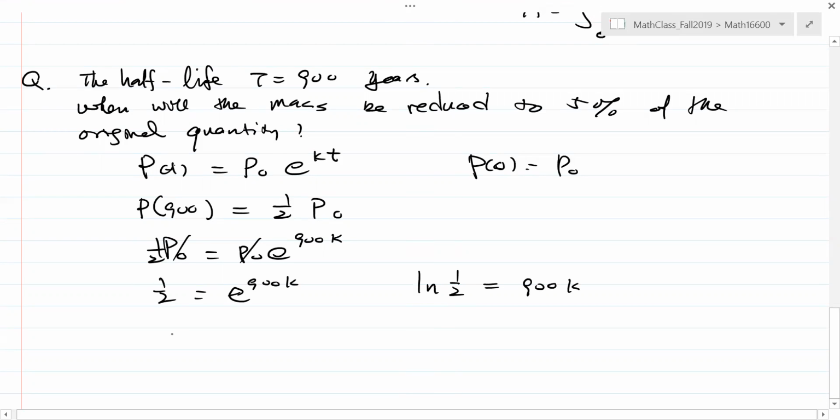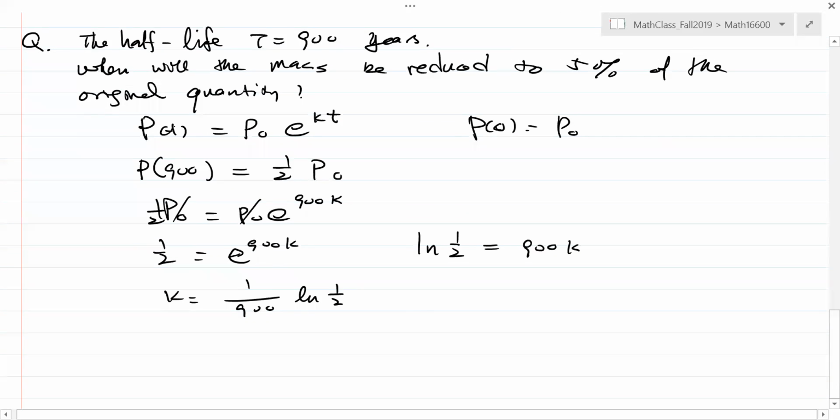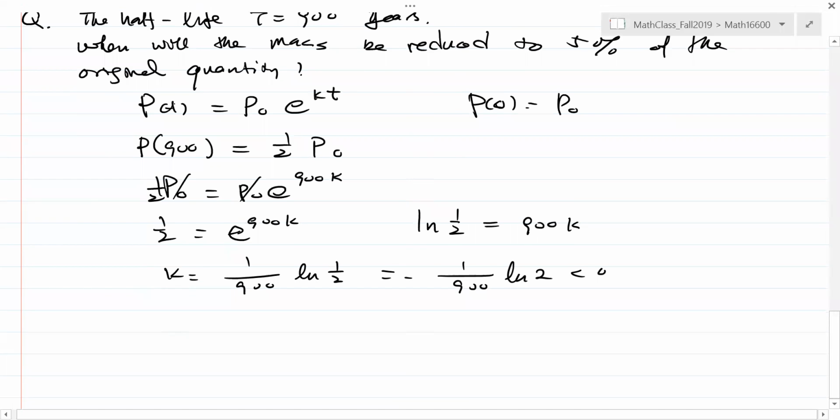The k is going to be 1 over 900 natural log 1/2. Now this is a negative value, okay? It's negative, this is a negative number. So you get the exact value, don't need to estimate. If you give me some strange decimal number there, you're not using a calculator, right? How could you find out these numbers? I will come to check. You cannot say you have super memory, okay?